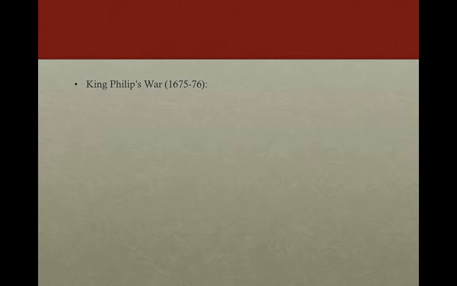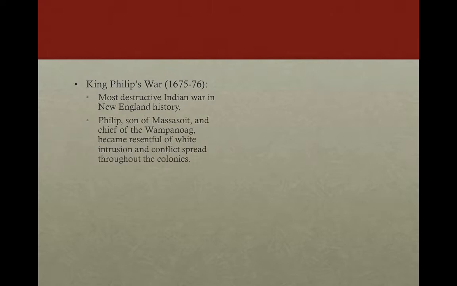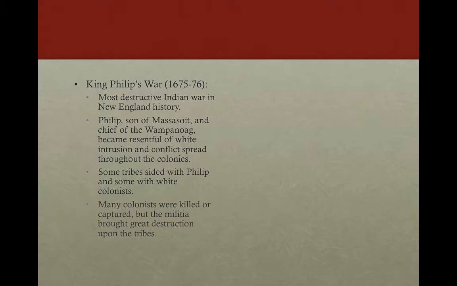King Philip's War. The most destructive Indian war in New England history was King Philip's War. Philip, the son of Massasoit and chief of the Wampanoag, became resentful of white intrusion and conflict that was spreading throughout the colonies. Some tribes sided with Philip and others with white colonists. Many colonists were killed or captured, but the militia brought great destruction upon the tribes. Philip himself was killed.